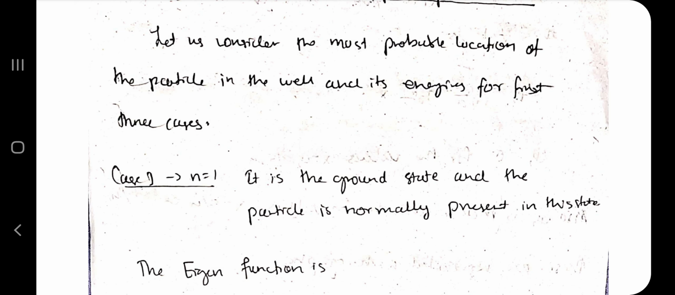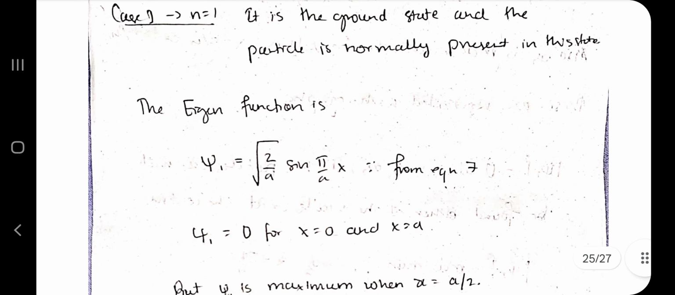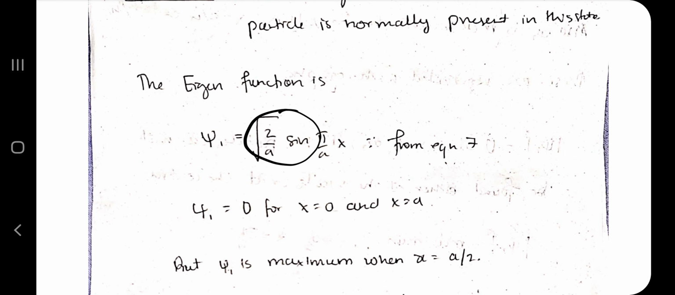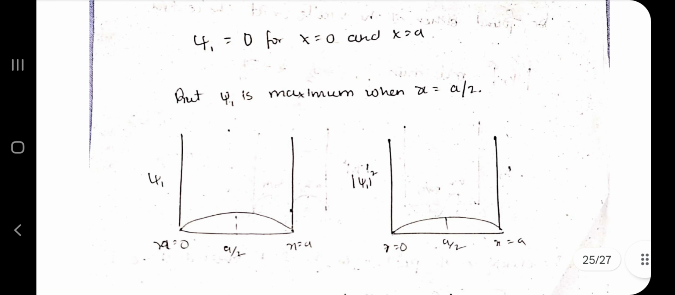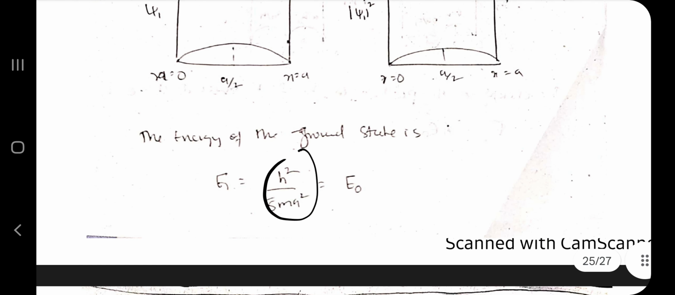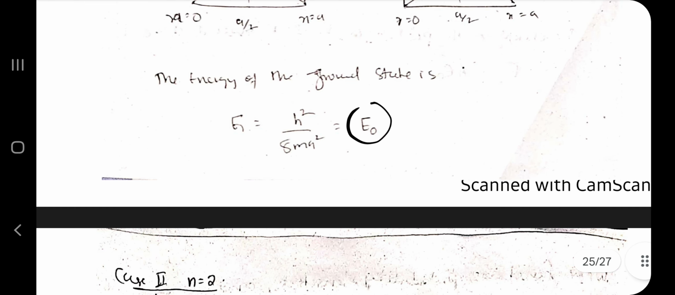First case, n is equal to 1, the ground state. In this case the equation will be written as follows, and psi 1 is 0 for x equal to 0 to a, then psi 1 is maximum when x is equal to a by 2. As you can observe, this is the maximum value. So the energy will be h square by 8 m a square, with n is equal to 1 in this case, so it is E naught.